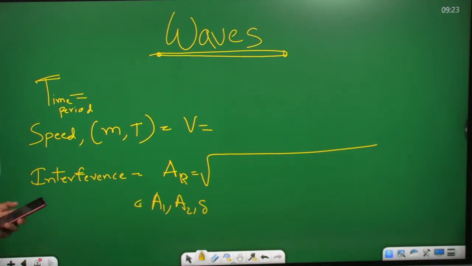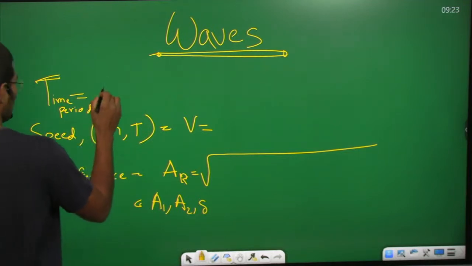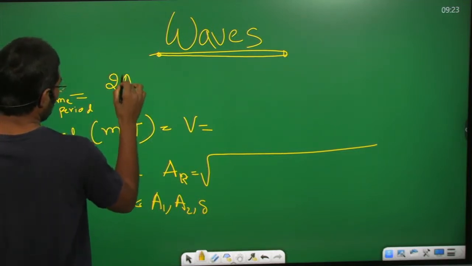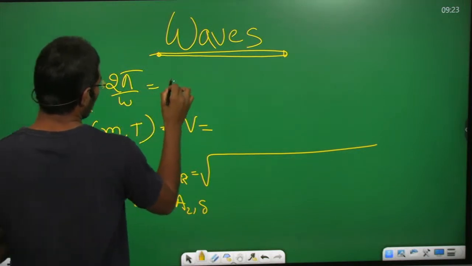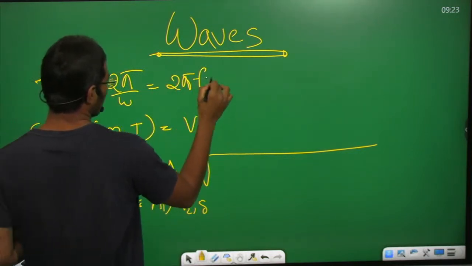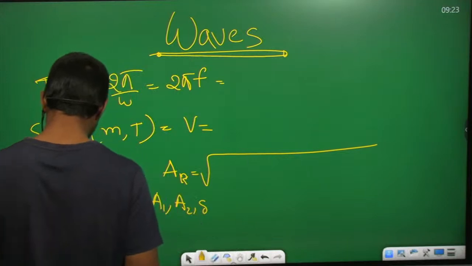So what is time period? 2 pi by omega. 2 pi f. Okay? You can write in many forms.